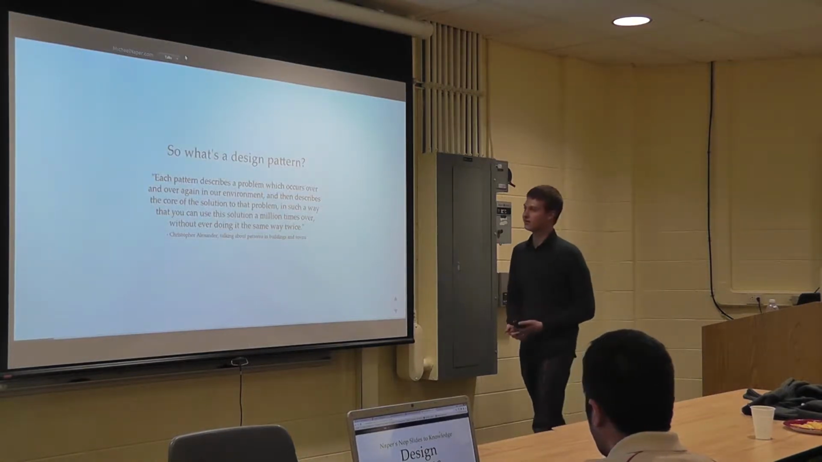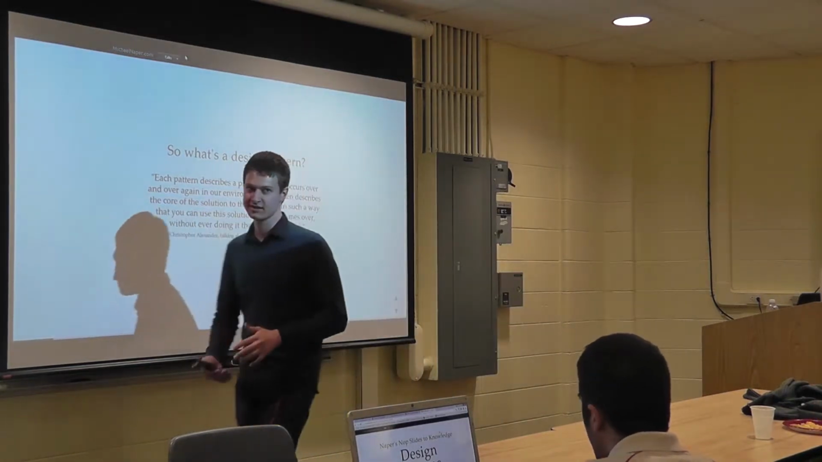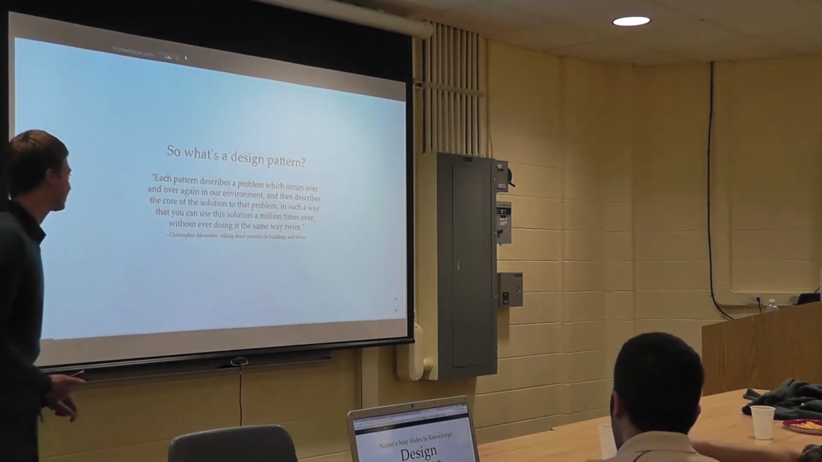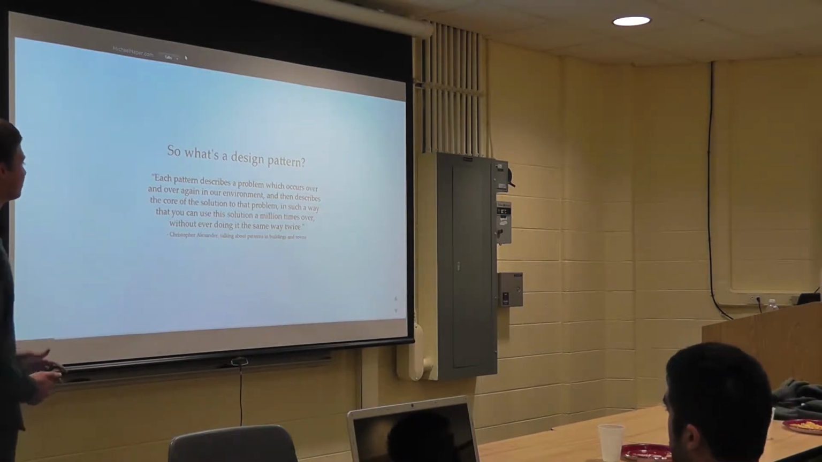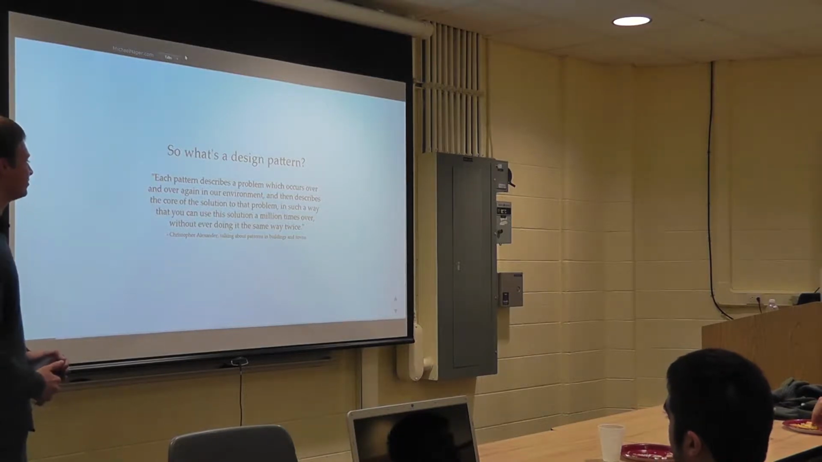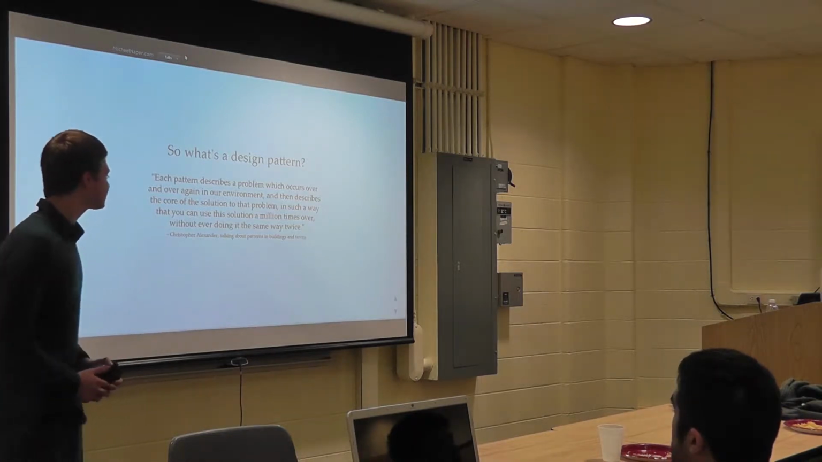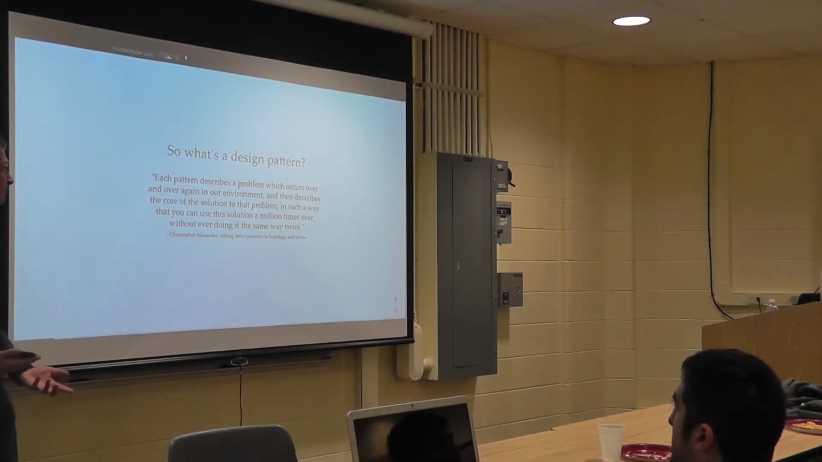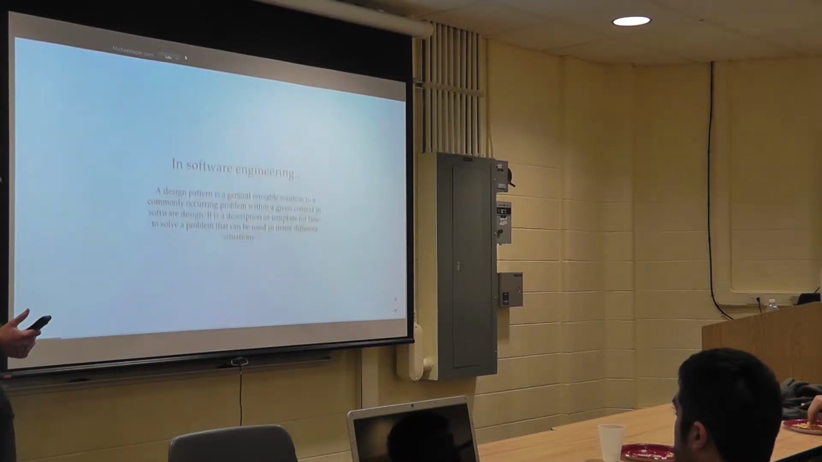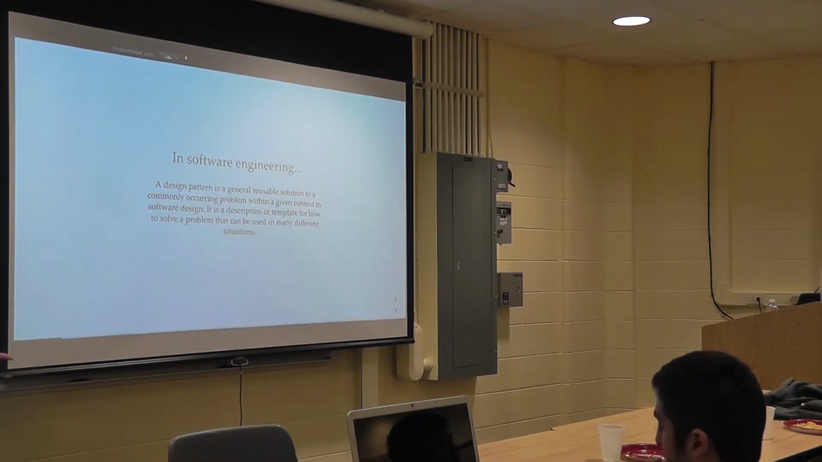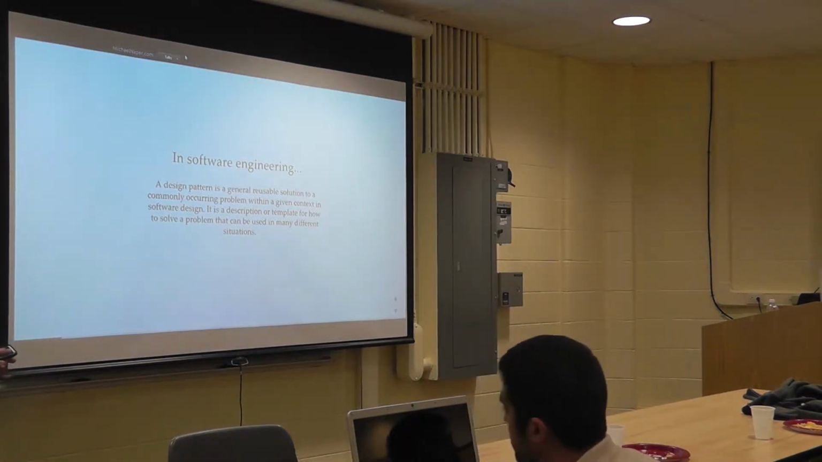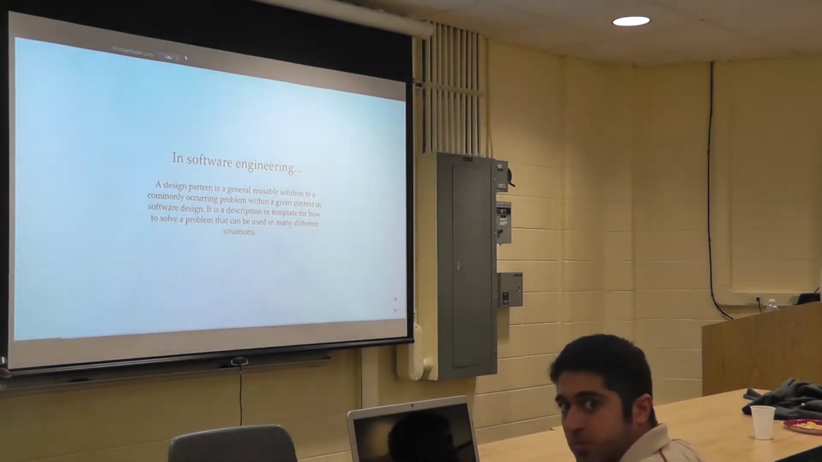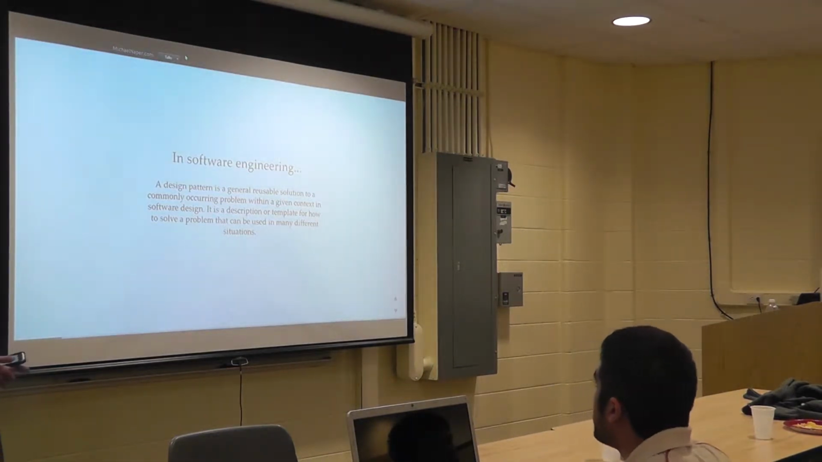Okay, so what's a design pattern? So this guy, Christopher Alexander, describes, here's a quote from him. He says, each pattern describes a problem which occurs over and over again in our environment, and then describes the core of the solution to that problem in such a way that you can use the solution 1,000,000 times over without ever doing it the same way twice. Of course, he was actually talking about patterns in buildings and towns, but it applies very readily to software engineering. And so in software engineering, a design pattern is a general, reusable solution to a commonly occurring problem within a given context in software design. It is a description or template for how to solve a problem that can be used in many different situations.